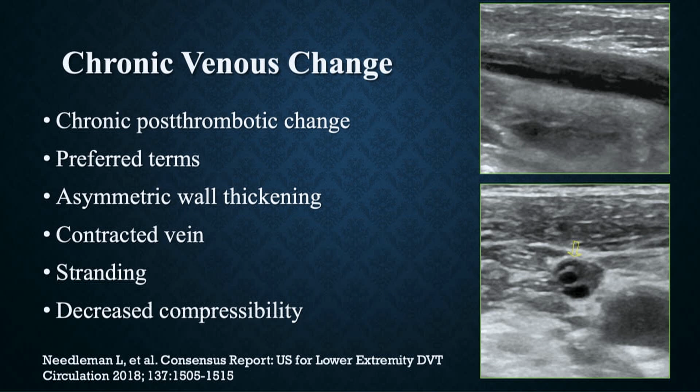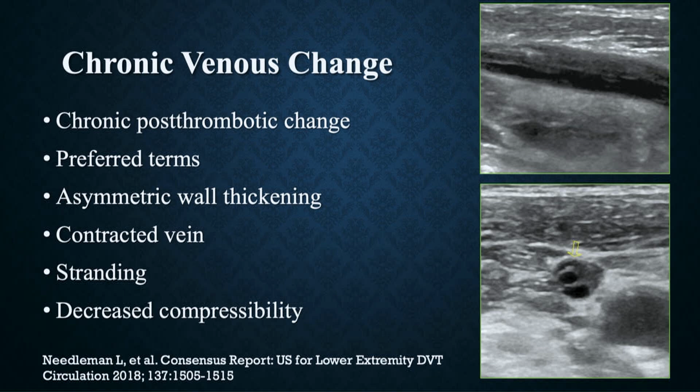Now, for us, we understand what we're trying to say, but it does get misinterpreted. So these terms are preferred. Again, look for asymmetric wall thickening. Here's a nice example there. You can see how thickened it is. That doesn't look like acute DVT. It's laying across the wall. It's asymmetrically thickened. And again, if you have the history or prior studies, really helpful.